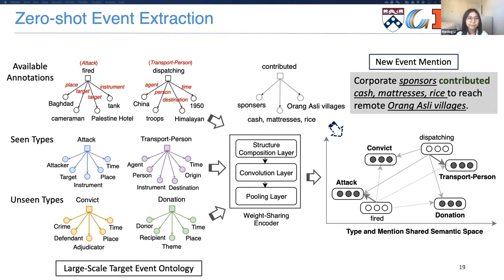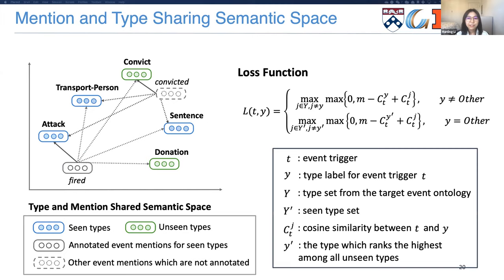To construct a common space, we minimize the distance between each event mention and its corresponding type. For example, the representation of fire is optimized to be close to the representation of event type attack. And this knowledge can be transferred from existing types to the extraction of unseen types by projecting the unseen types to the shared common space using the same mapping function.